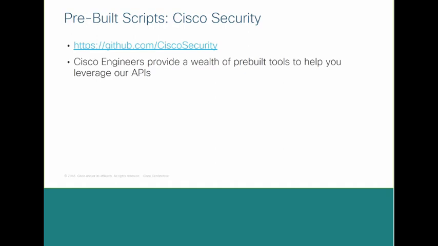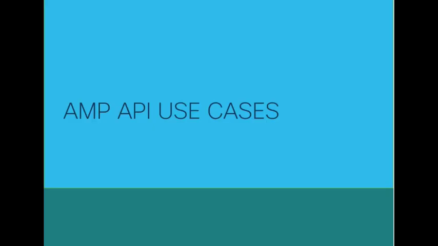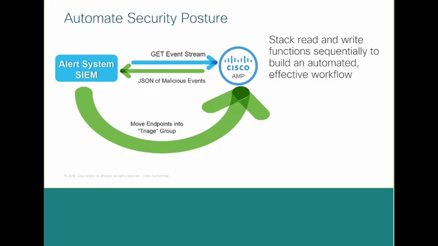All right, some use cases for the AMP API. We have an incident management system, a SIEM, and it's generating alerts. And we want to be able to grab the event stream from AMP so that we can pipe it into our alert management SIEM. We go get the event stream from the AMP API. We get back these JSON events, JSON formatted event data.